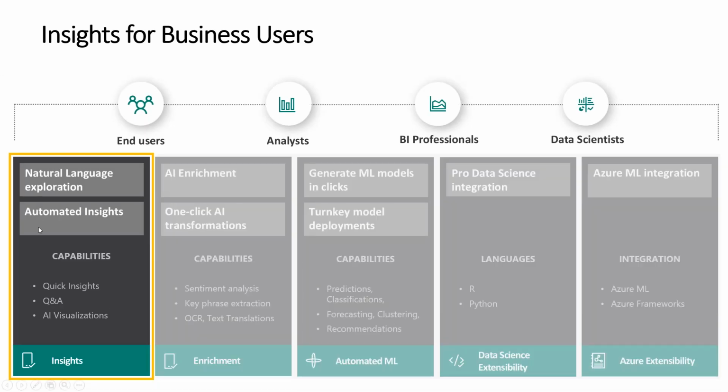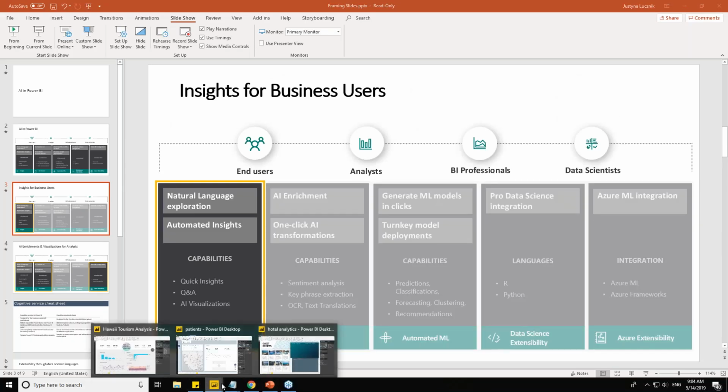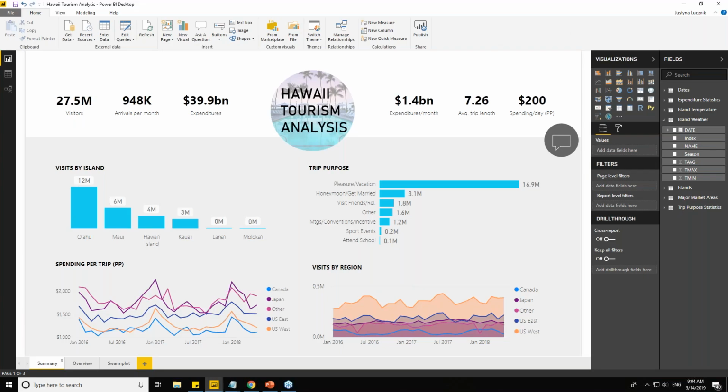So to start off with, if I go to the next slide, we're going to take a look at this first box over here, which is how we are helping some of our end users explore their data by using natural language, as well as quickly get insights, leveraging something that we call quick insights inside the product. So with that, I'm going to jump into Power BI. You'll see we're going to have two themes today in terms of our demos. One is going to be looking at hospitality and tourism, and the other is going to be looking at healthcare. So we're going to start with our tourism scenarios, which is looking at Hawaii tourism.